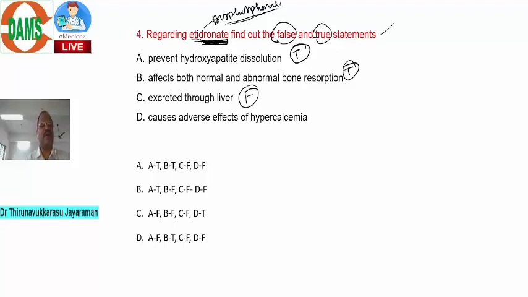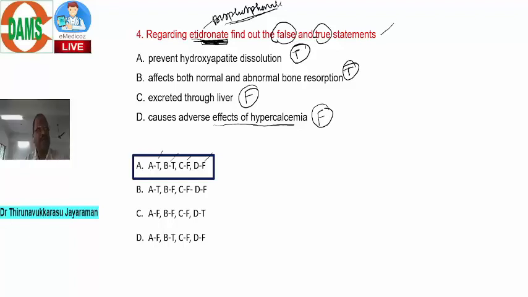So it's a wrong statement. Causes adverse effect of hypercalcemia? No, false. Bisphosphonate is useful for treatment of hypercalcemia, not an adverse effect. False statement. So true, true, false, false. That means the answer is option A.